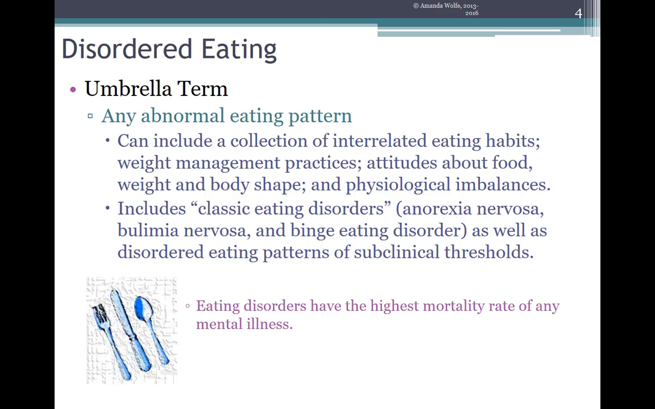That's because the term disordered eating is actually an umbrella term that includes both people who meet the criteria for an eating disorder and people who have subclinical levels of disordered eating patterns. And when we look at disordered eating rather than specifically eating disorders, if we look at this as everyone who has a collection of these problematic eating habits, they become incredibly common.